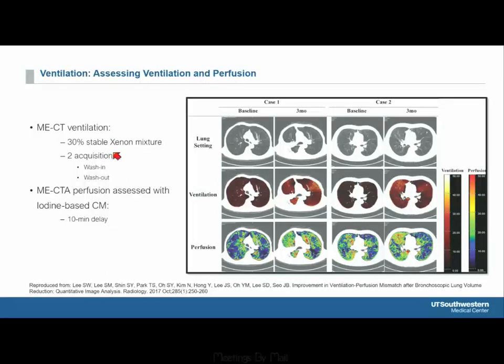Their protocol had 3 acquisitions, one during washing of xenon, second acquisition with washout, and a 10-minute second acquisition with injection of iodinated IV contrast to assess for perfusion. And you can see in those 2 examples before and after the therapy, the improvements in the ventilation, and therefore a better ventilation perfusion match in these patients.